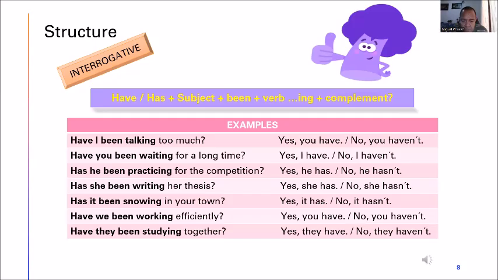Have we been working efficiently? Yes, you have, or no, you haven't. Have they been studying together? Yes, they have, or no, they haven't.